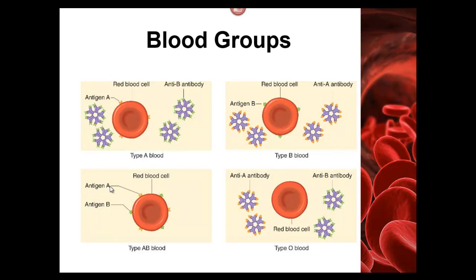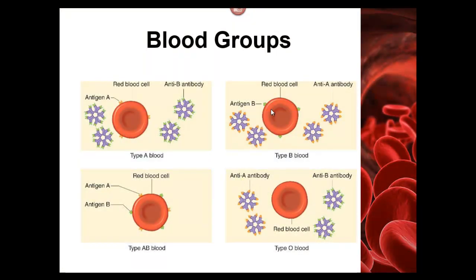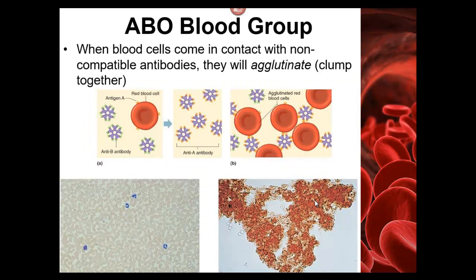Type AB, you have both an A and a B antigen. After you're born, your immune system develops these antibodies, and they develop the opposite antibody type. If you're type A blood, you end up with what are called anti-B antibodies. If you're type B, you end up with these anti-A antibodies. And in the case of AB, because there's both antigens, they don't develop any antibodies. So they have no antibodies. If you're type O, see there's no antigens on the surface, then you end up with both antibody types. That's the way that it works.